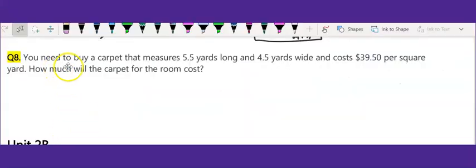Next question. You need to buy a carpet that measures 5.5 yards long and 4.5 yards wide and costs $39.50 per square yard. Notice that there are three numbers. One is the length of the carpet, another is the width of the carpet, another is the cost per square yard. You're looking for how much money you need to carpet the room. So you're looking for a dollar amount. You've got to find first how much area you want to carpet, so you've got to find the area.